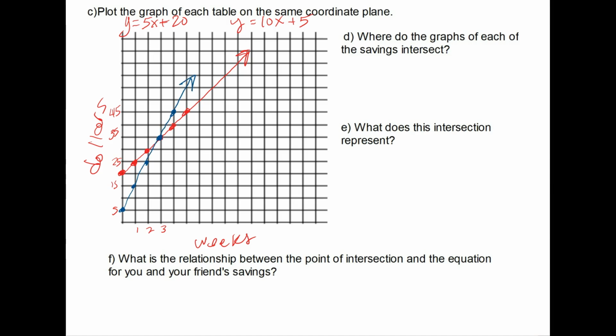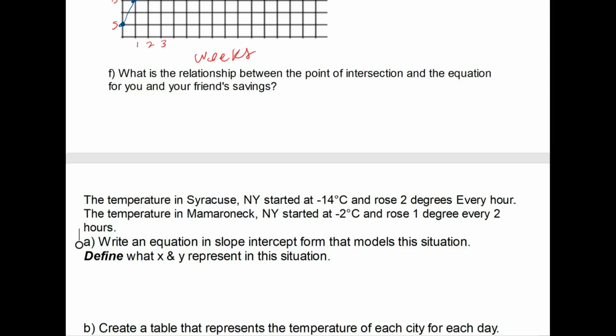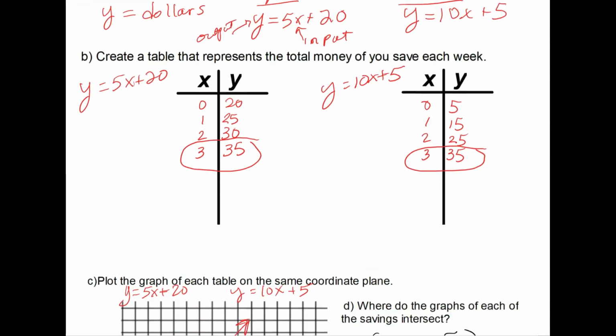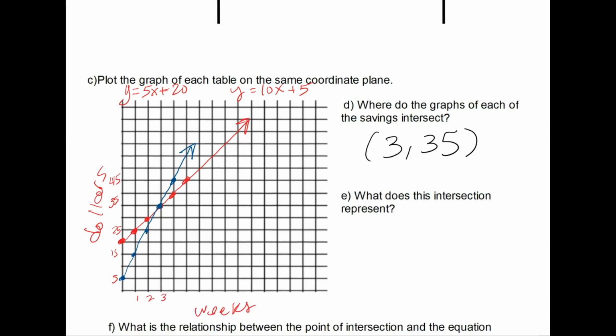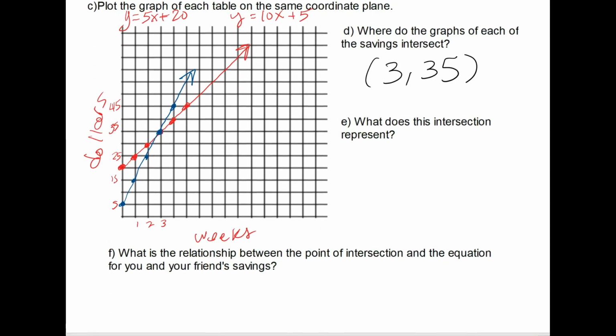Okay, so it says, where do the graphs intersect? Or where do the graphs of each of the savings intersect? Well, they intersect at (3, 35). Y'all don't make up new numbers. We found this already. You know what I'm saying? If you just wanted to go through and do this all before you even start the next section down here, you want to come up here and just finish this, we found it. It's right there. That's where it's in the table. It's right here in the graph.